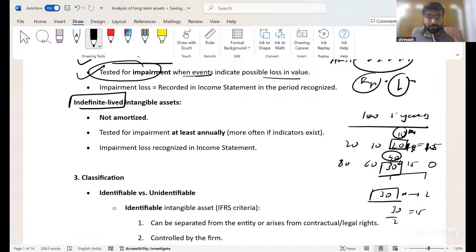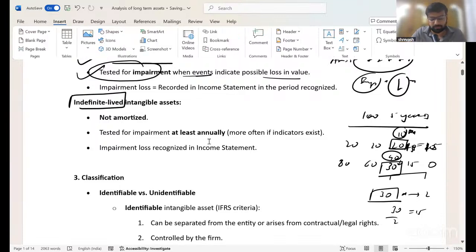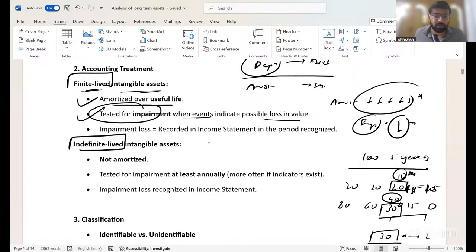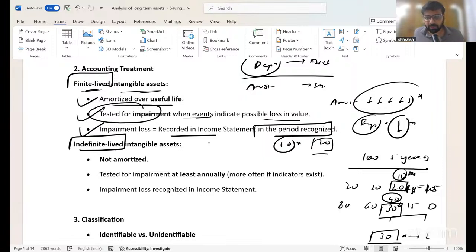That's how you differentiate. Please differentiate between depreciation and amortization very carefully. All right. Sorry, please differentiate between amortization and impairment very carefully. My bad. All right. So impairment loss, again, it is recorded in the income statement in the period that it is recognized. So 10 rupees of loss that I have recognized will be ultimately recorded in the income statement. And also 20 rupees of amortization that comes in that year where the impairment has happened.